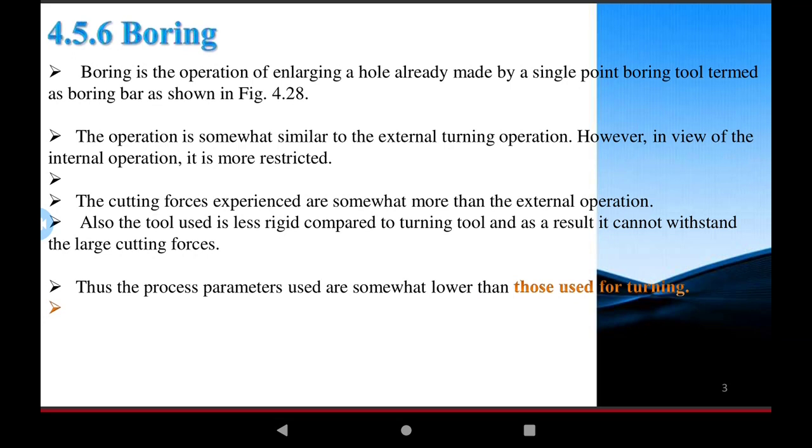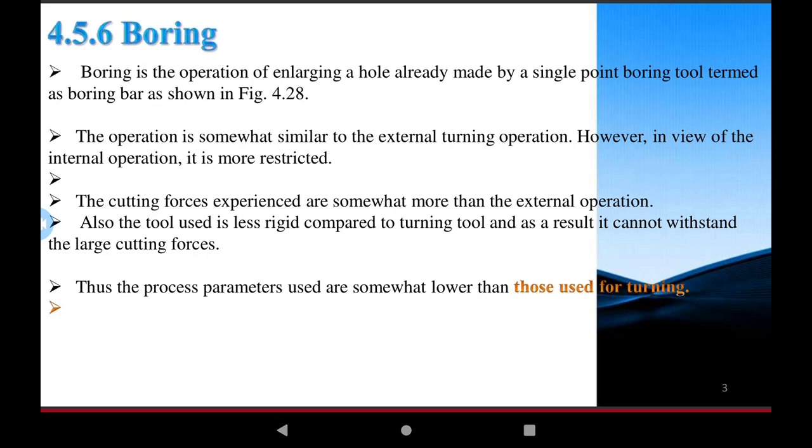The operation is somewhat similar to the external turning operation. However, in view of the internal operation, it is more restricted. Both internal turning boring and external turning operations are very important in manufacturing. More components are required in this operation.